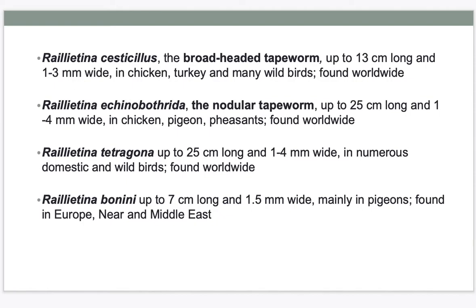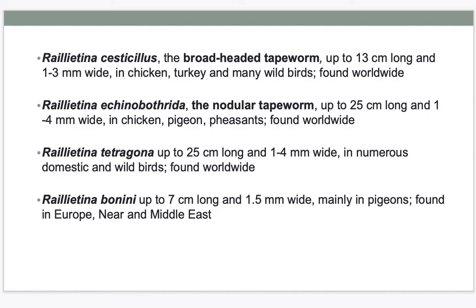Your R. cesticillus, the broad-headed tapeworm, is up to 13 centimeters long and 1 to 3 millimeters wide, in chicken, turkey, and many wild birds, found worldwide. Your R. echinobothrida, or the nodular tapeworm, is up to 25 centimeters long and 1 to 4 millimeters wide, in chicken, pigeon, and pheasants, and is also found worldwide.